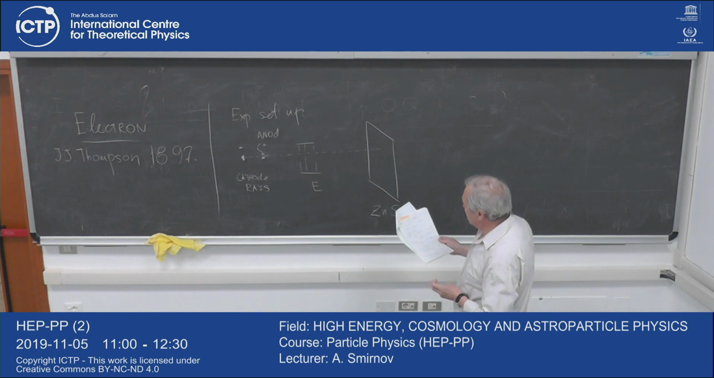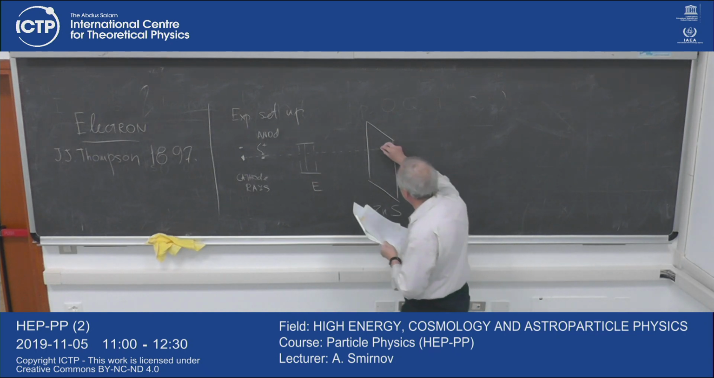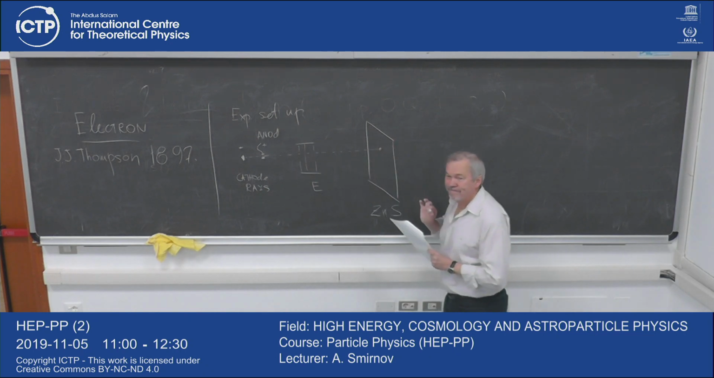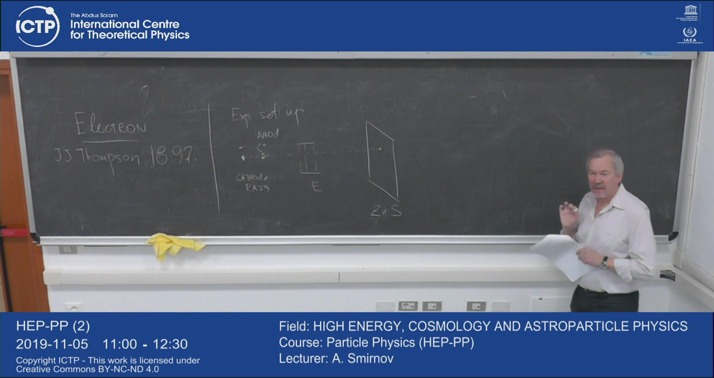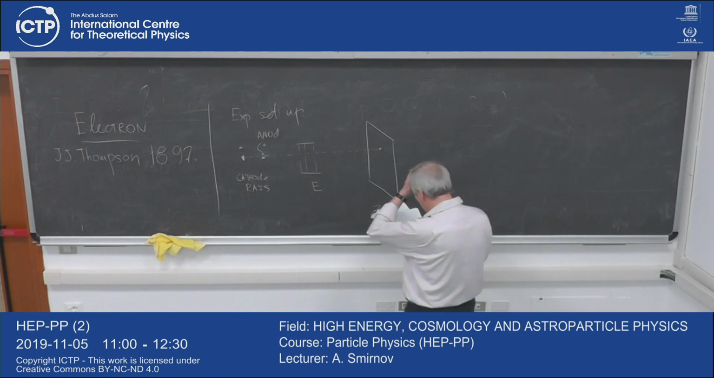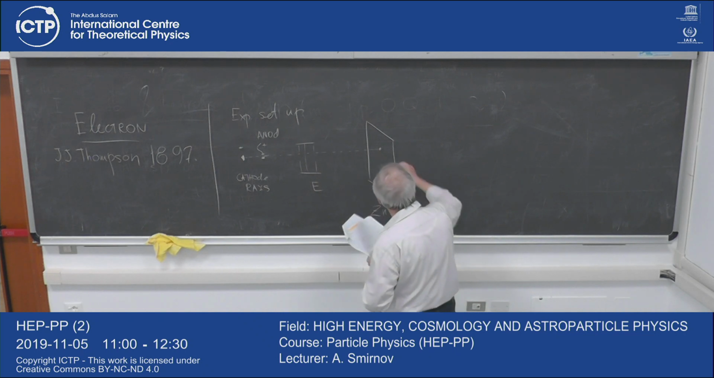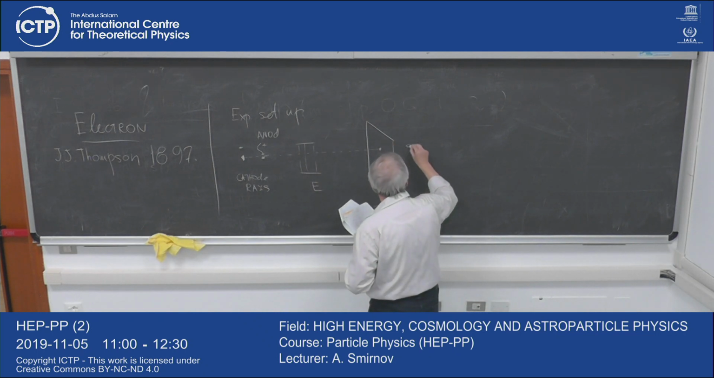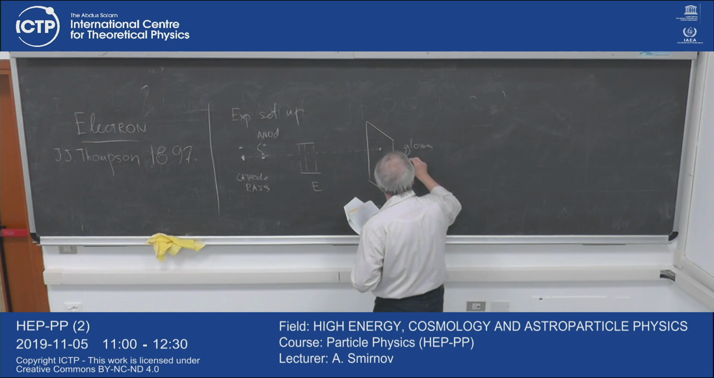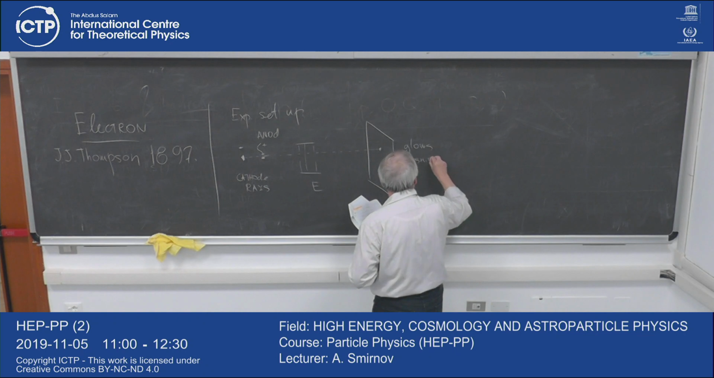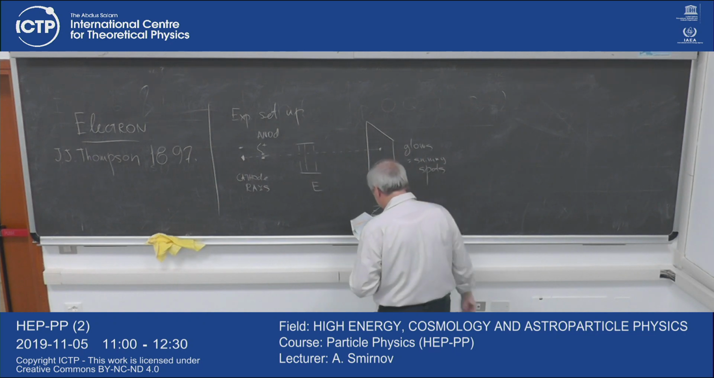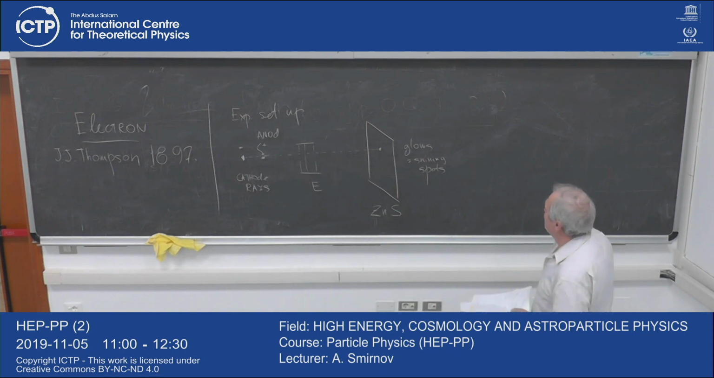So what he has seen on the screen are shining spots produced by these cathode rays. So he saw the glows of shining spots. So these are the observations.